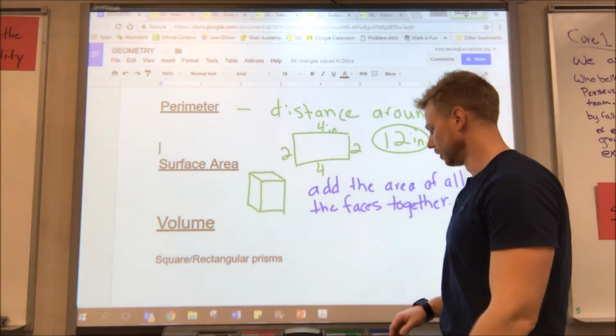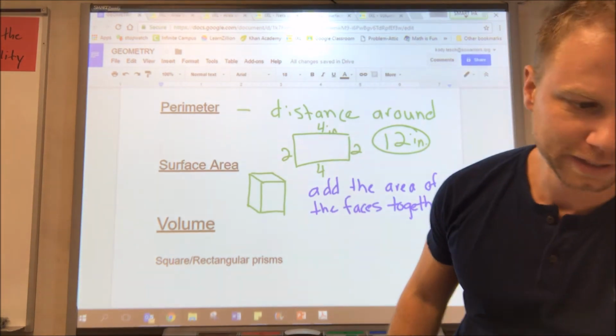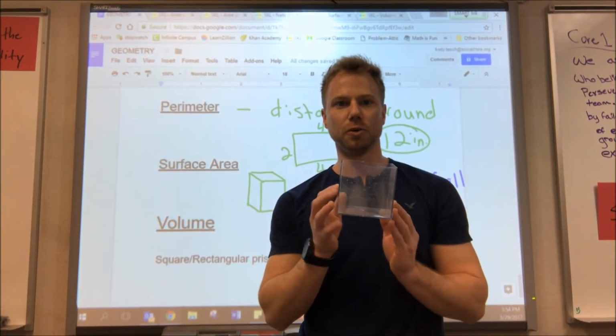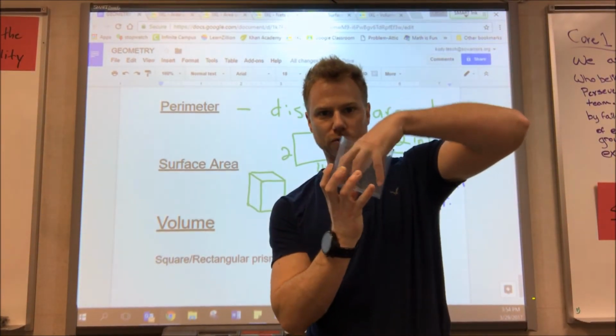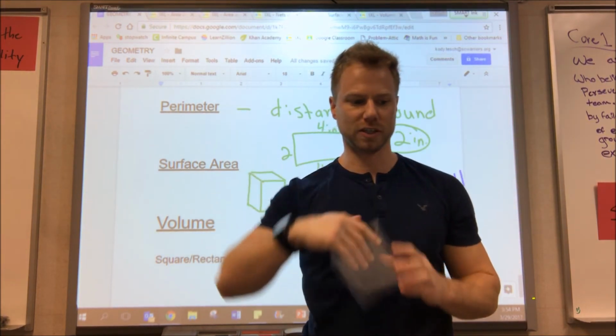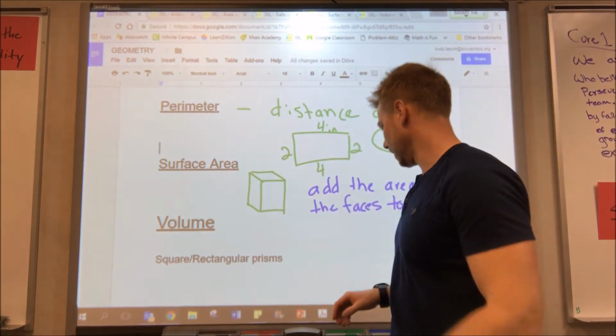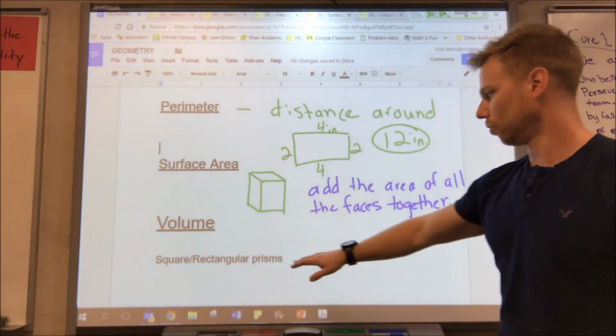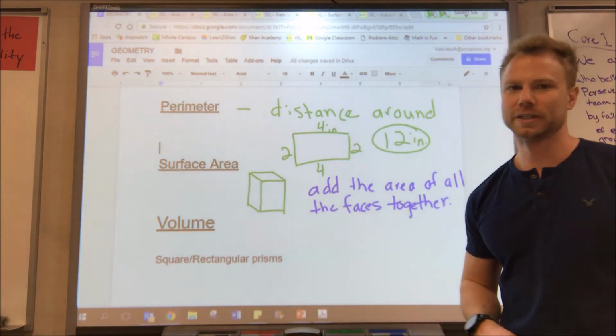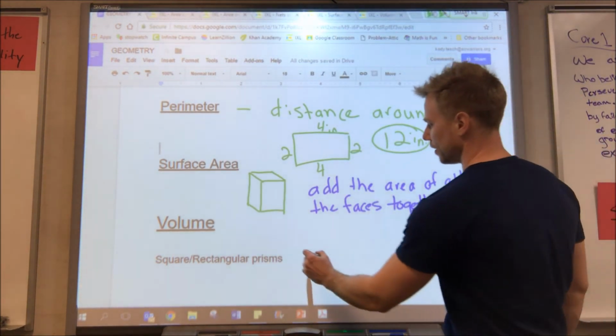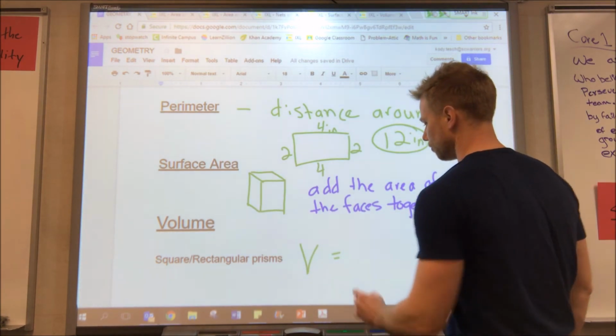Okay, volume now is the space inside. So if I go back to this cube, volume is how much goes in here. Okay, how much fits in there. And for a rectangular or square prism, that's pretty easy. It's not too bad. You probably already know it, or you've seen it before.